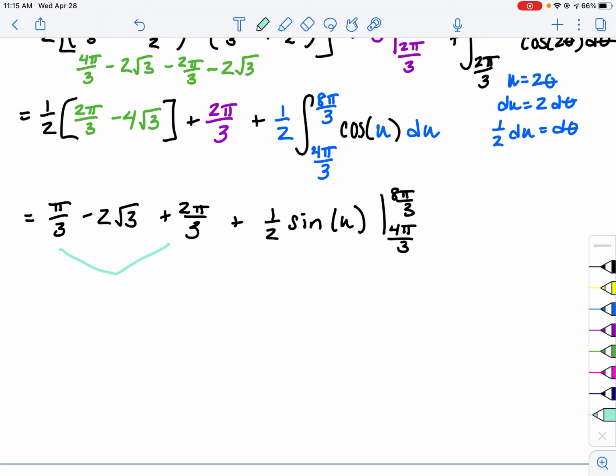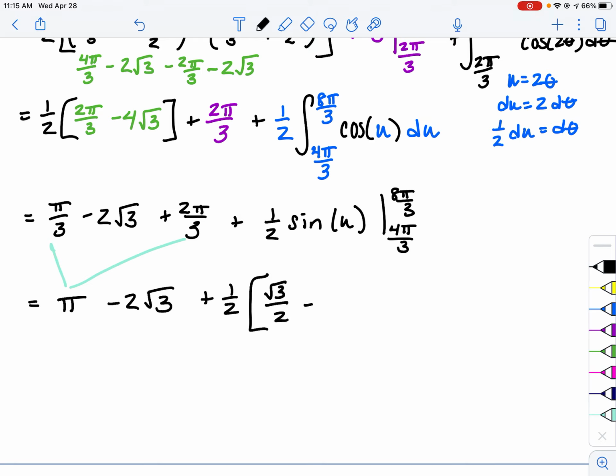Okay, so overall in the front, I have, this is going to give me pi. So we get pi minus 2 root 3. Don't like the way those lines look since they don't actually line up. There we go. Okay, so plus 1/2. Okay, so sine of 8 pi over 3. 8 pi over 3 is the same thing as 2 pi over 3. So 2 pi over 3 has a sine of root 3 over 2. And then sine of 4 pi over 3 is negative root 3 over 2. So we have 2 of them. Right, so overall this is going to equal just root 3.